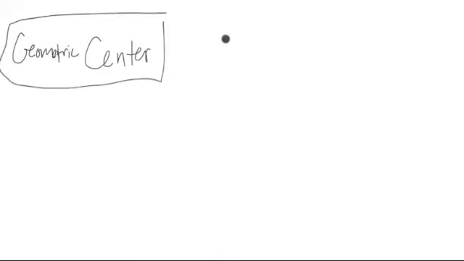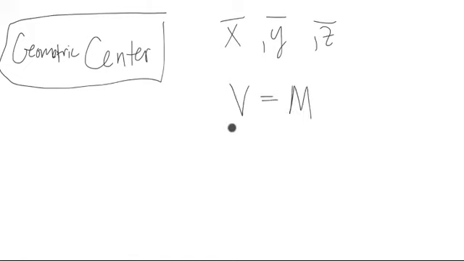How do we do that? Well, we have an x coordinate and a y coordinate and a z coordinate. We want to find a center coordinate for the shape where volume is kind of acting as mass. So the more volume there is, the more mass there is. In that sense, we get a geometric center called a centroid.